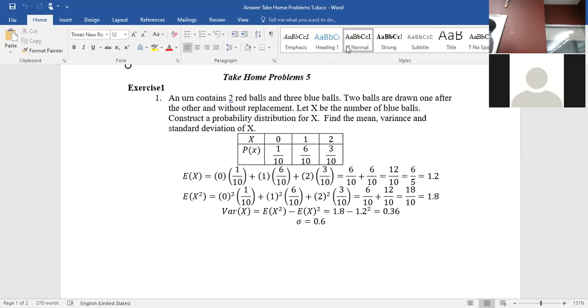Second possibility is first red, second blue. First red is 2 over 5. Second blue, because there is no replacement, is 3 over 4. So we'll have 2 over 5 times 3 over 4, which is 6 over 20, the same as 3 over 10. So first blue, second red, 3/10. First red, second blue, 3/10. So this gives us 6/10 for exactly one blue.